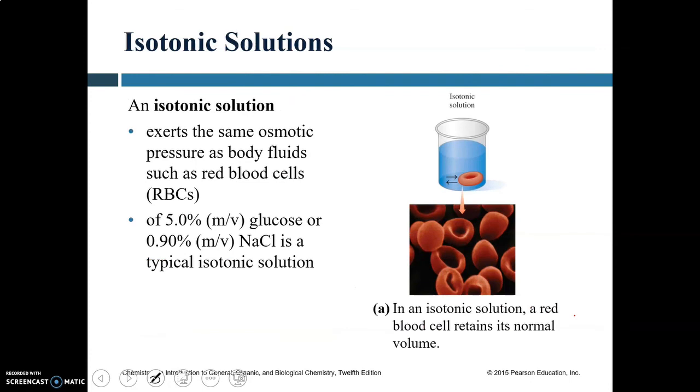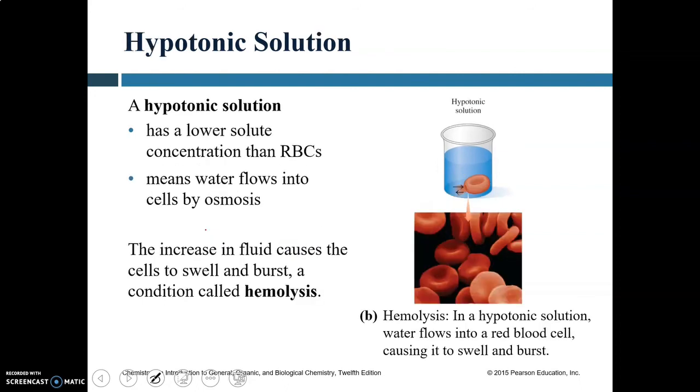Now, based on the concentrations of solutes, solutions can be divided into isotonic, hypertonic, and hypotonic. So an isotonic solution is defined as the solution that exerts the same osmotic pressure as bodily fluids, such as the fluids in the red blood cells. So 5% mass volume glucose or 0.9% mass volume sodium chloride is an isotonic solution. And since the osmotic pressure is the same, the red blood cells in isotonic solution do not change. They retain their normal shape and volume.